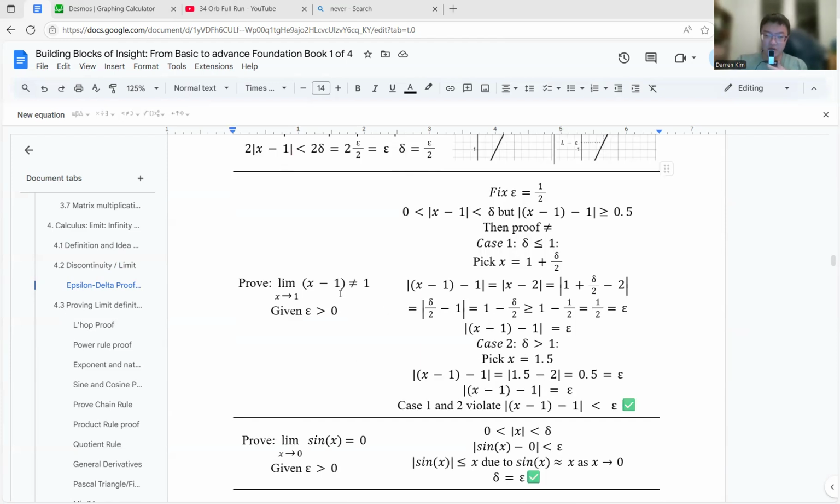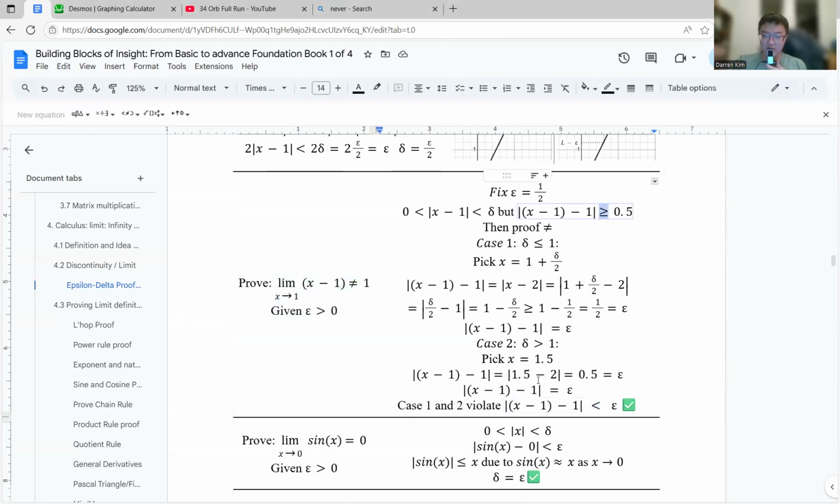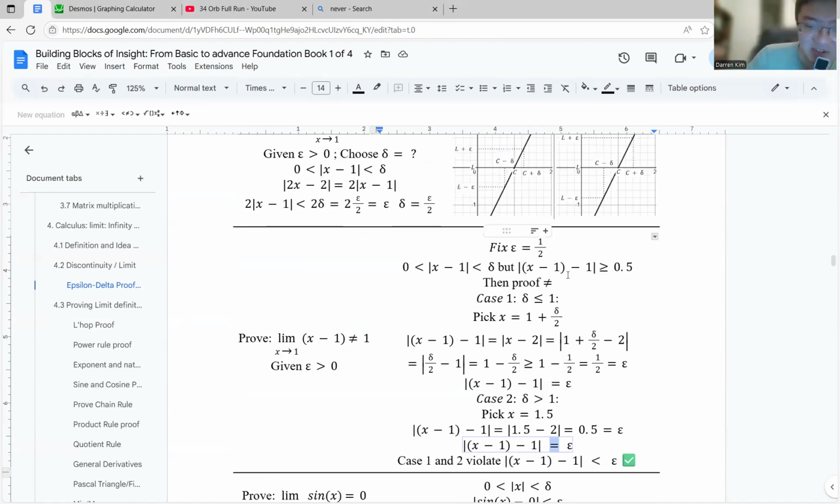Anyways, you can kind of tell that it's not true when this happens. Basically, oh well, it violates is equal to, not less than. So that means it's wrong. It happens a few times.